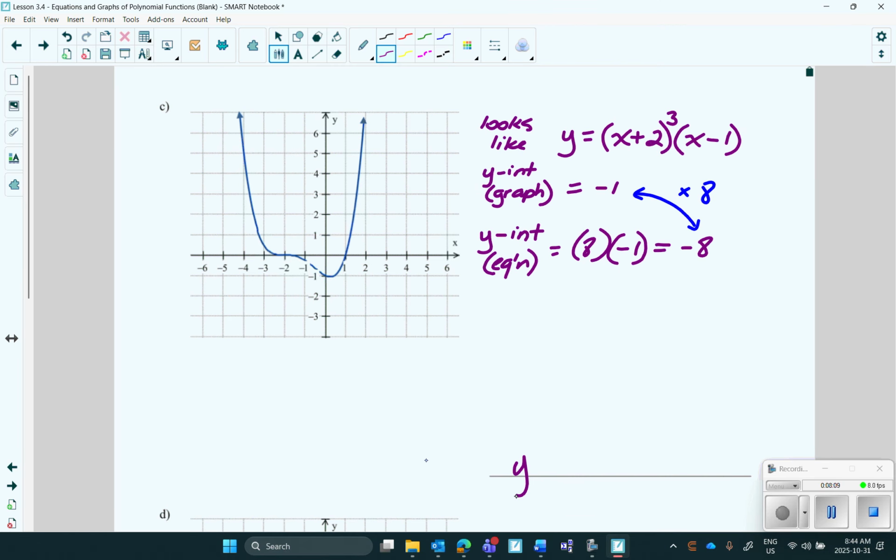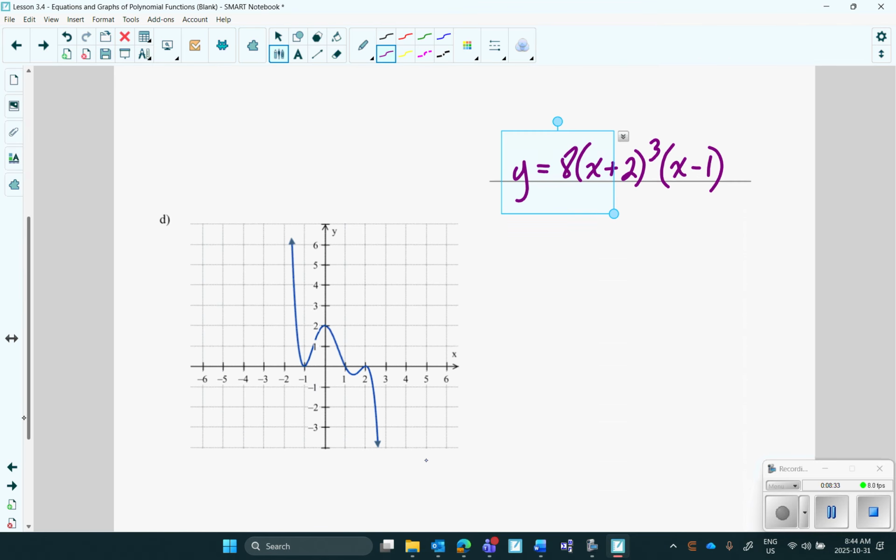So we get y equals 8 times x plus 2, all cubed, times x minus 1. You try the last one. See if you can get this.